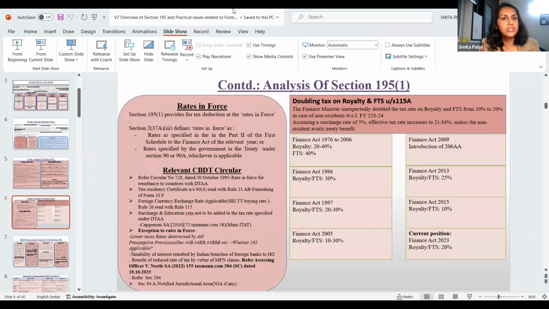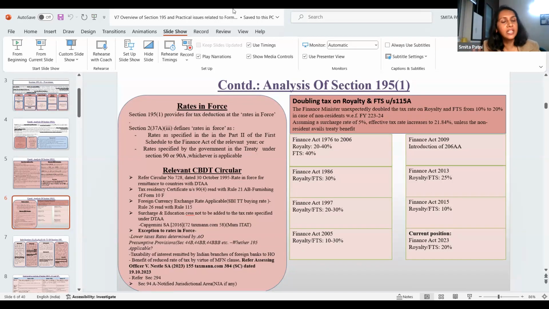So we say that subclause 37A subsection 3, which I already said, that part 2 of the first schedule of the Finance Act gives the specified list of rates, or the rates as per section 90, whichever is applicable. So in the treaty, the DTAA, there are rates mentioned. So we can take those rates, or if those rates are not there, then we go to the income tax and we take those rates. Whichever is applicable, whichever is beneficial as per section 90 subsection 2, which says whichever is beneficial to the assessee, we go for those rates.